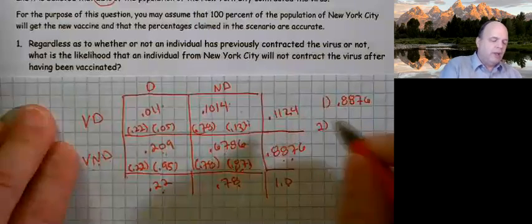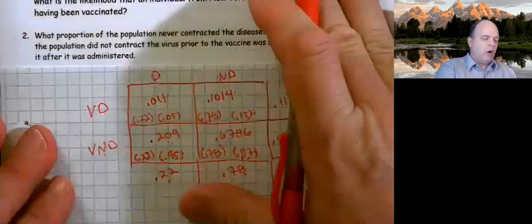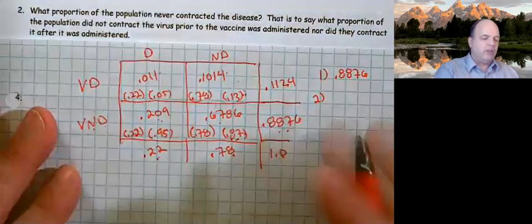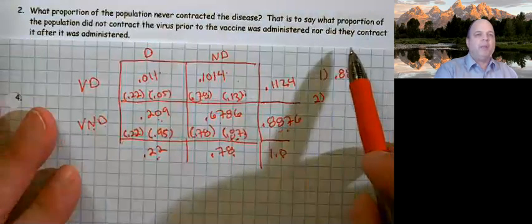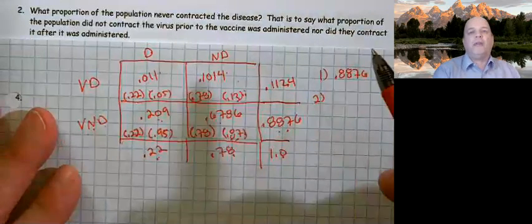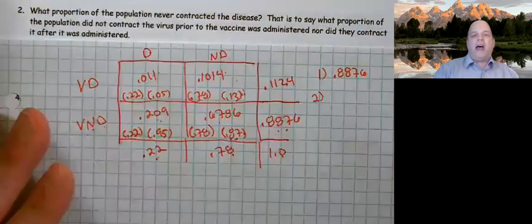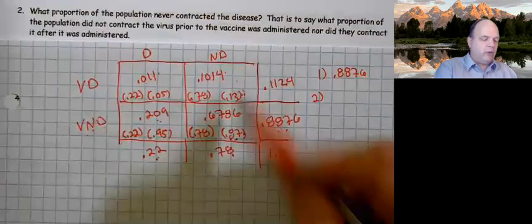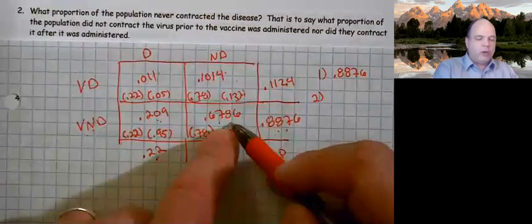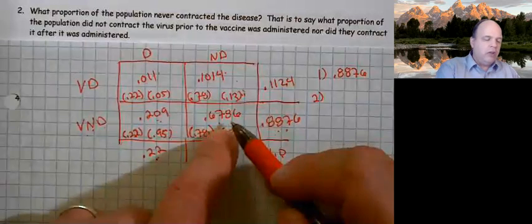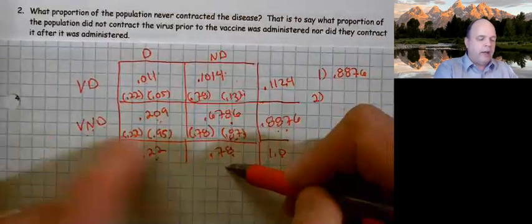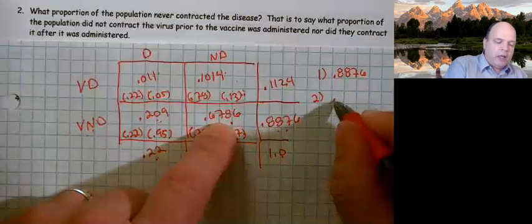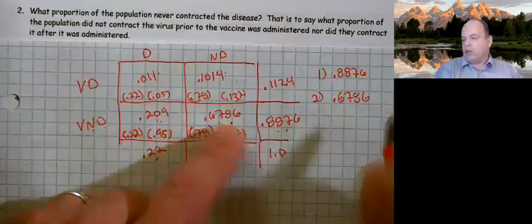Number two, what proportion of the population never contracted the disease? That is to say, what proportion of the population did not contract the virus prior to the vaccine, nor did they contract it afterwards? Okay, so they're not going to contract it before, so they're in this column, and they're not going to contract it afterwards. So this is an intersection, and this intersection of not disease and not after vaccinated is 0.6786. And I'm going to go back and do that one more time, but with some colored marker.